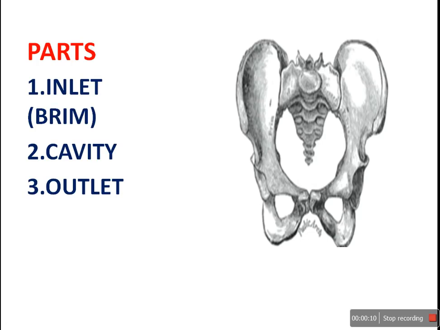Female pelvis and fetal skull. First, we will see some of the important points regarding the pelvis. Parts of the pelvis. There are three parts: inlet, cavity, and outlet. Here I am not going to mention the different bones, etc. We'll see the different parts.